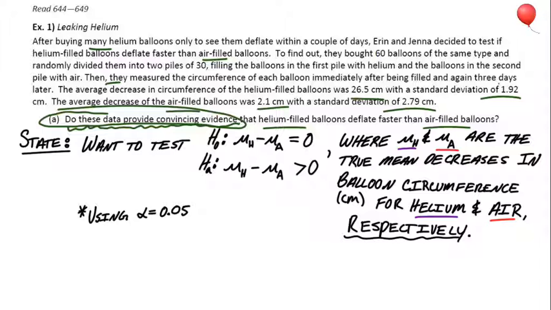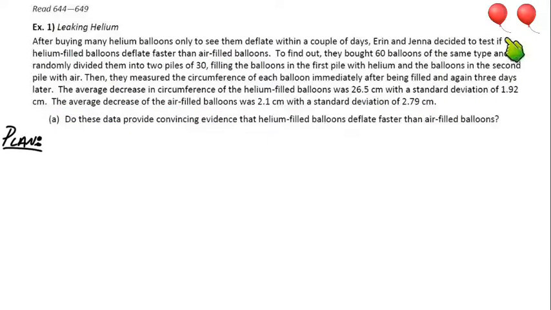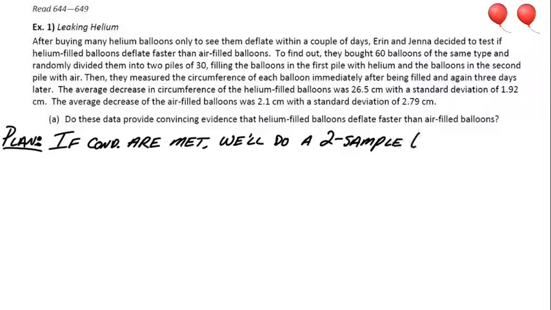All right, so that's it for the state step. On to the plan step. I'm going to put another balloon up here. So for starters, we need to be able to name the type of test we're going to run. So if conditions are met, we're going to do a 2-sample t-test. So when we're comparing two means, it's a 2-sample t-test.